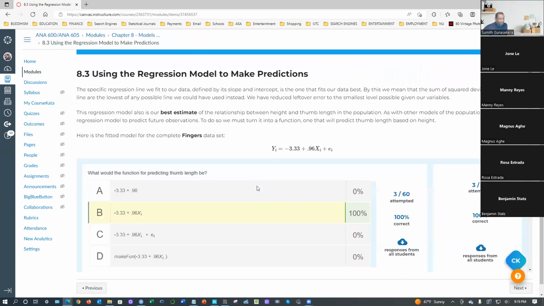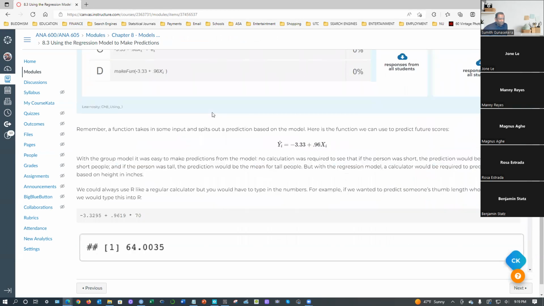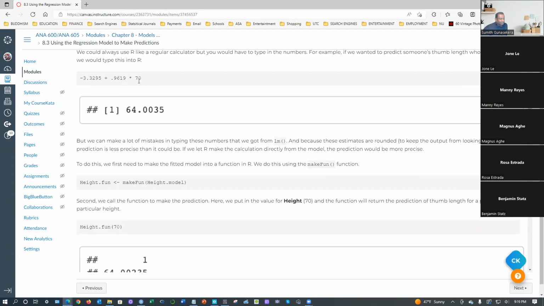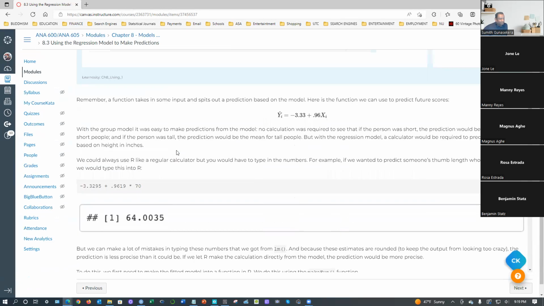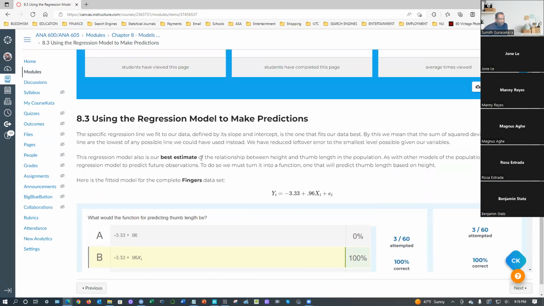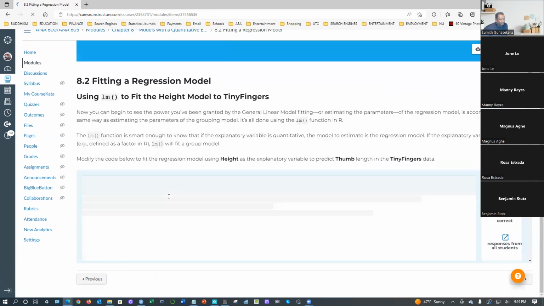Making prediction. You can make a prediction about that. See, this part is the prediction part. When you make a prediction, if you put in somebody with height 70, you plug it into this one, but you don't have to do it that way. You can make a function. You go to the model, you get the height model. See, here they were looking for the height model. Okay, in the previous one, let's say that they have a height model.